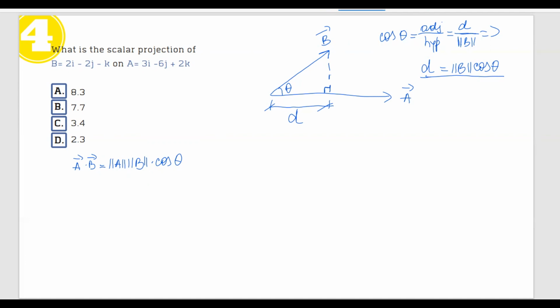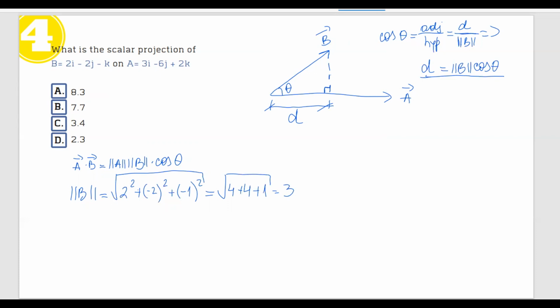So D, we have to calculate magnitude of B. It's going to be equal to square root of 2 squared plus (-2) squared plus (-1) squared. This equals square root of 4 plus 4 plus 1. We're going to get square root of 9, which is equal to 3. And then we also need to calculate theta. How much is theta?